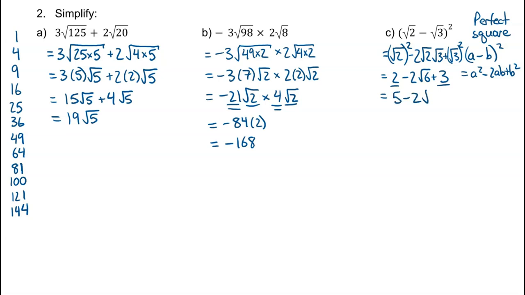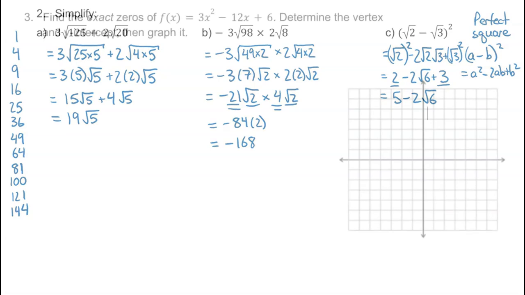So now I can combine the 2 and the 3. That gives me 5. And I still have the minus 2 root 6. I can't combine those because they don't have the same radicals.